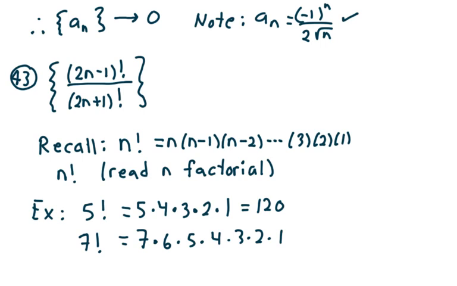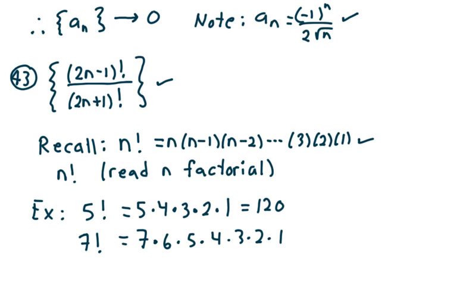Okay, let's take a look at 43. Suppose we have the sequence where the nth term is 2n minus 1 factorial divided by 2n plus 1 factorial. Now, before we address 43 directly, I want you to recall n factorial is equal to n times n minus 1 times n minus 2 times 3 times 2 times 1.